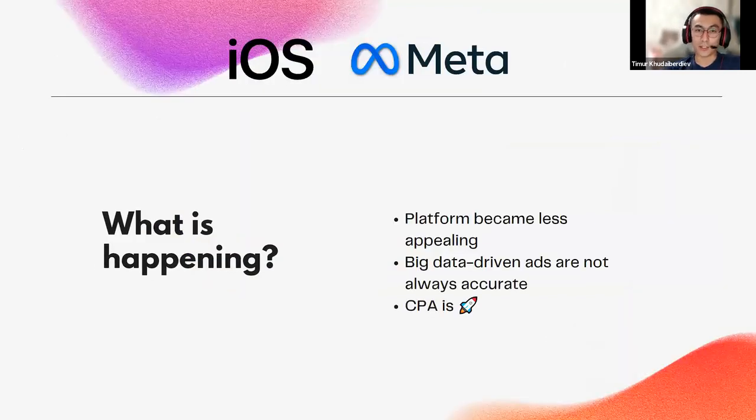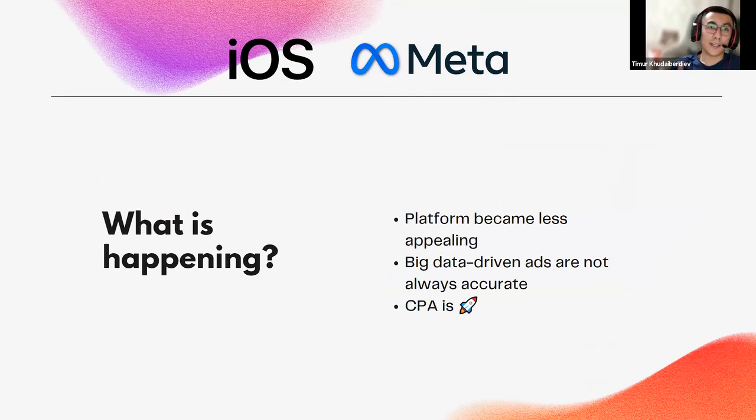So what is happening? As Madhu mentioned, platforms became less appealing. Mainly Meta platforms, which are Instagram and Facebook. There are a lot of things that happened, but in my opinion, one of the biggest impacts was the conversion window. It decreased for me from 30 days to 7 days. It's a very big gap that we cannot track.